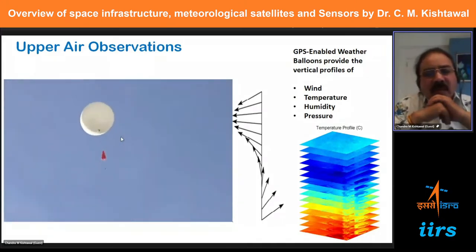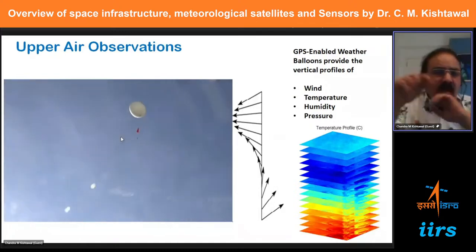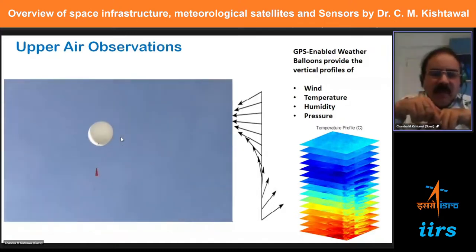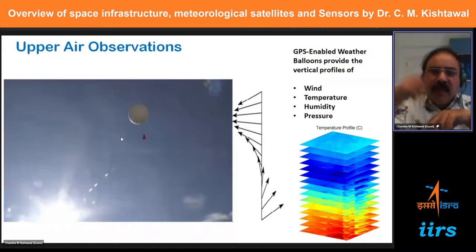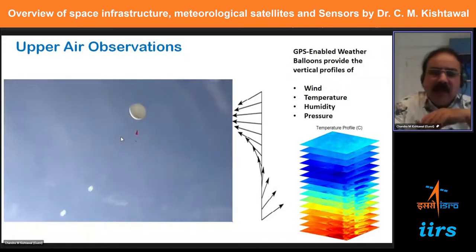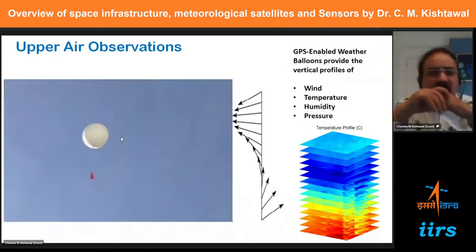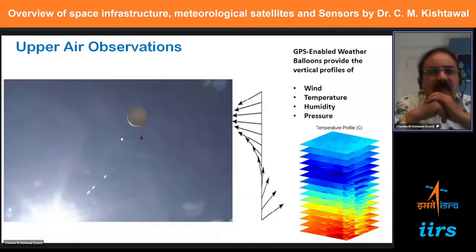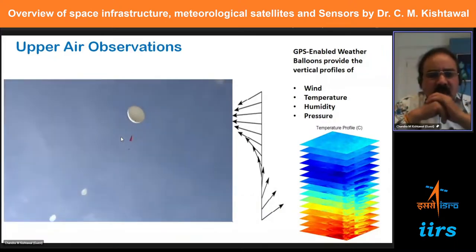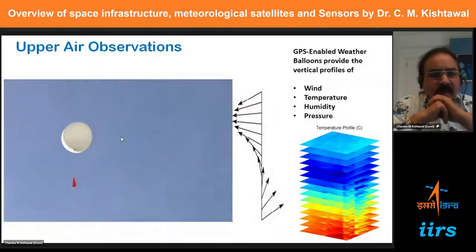So it can be used to derive the winds also, because 1 minute before, the balloon is at this place, and 1 minute after, the balloon is at that place. Between these two, I can calculate the wind speed at which the balloon is blowing. So it can give you temperature, humidity, winds, and pressure also. This is very valuable, but it is very expensive.